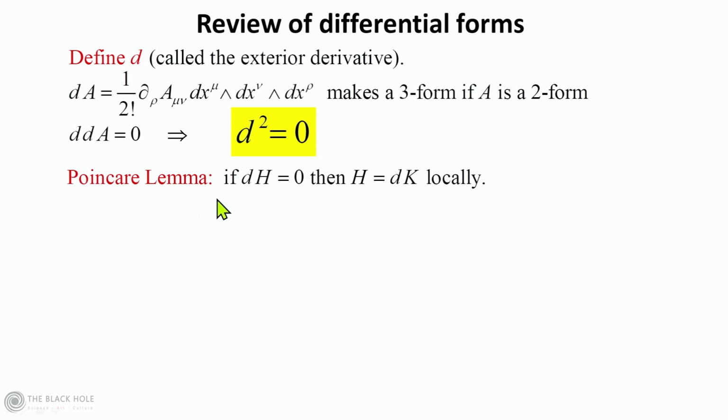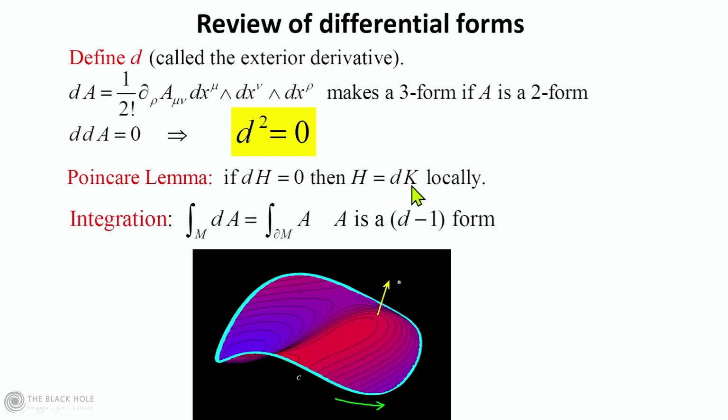This is the Poincaré lemma: if dH is equal to 0, then H is equal to dk. Now, it's pretty obvious that if you take dH, well, that's d²k, that's 0, but going the other way needs some proof. Of course, we're not going to do any proofs.